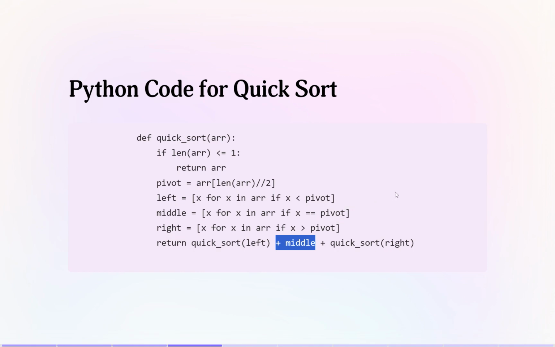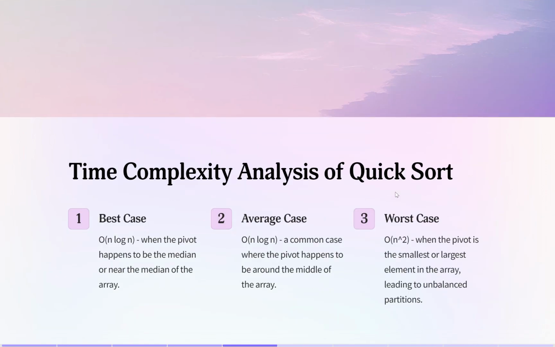Now I'll talk about the time complexity of quicksort. The average case would be O(n log n), and the best case, when the pivot happens to be the median or near the median of the array, will be O(n log n) as well. So the best case and the average case are quite similar. However, for the worst case scenario, when the pivot is the smallest or largest in the array, you cause unbalanced partitions, and this will result in an O(n²) time complexity, which is quite slow.